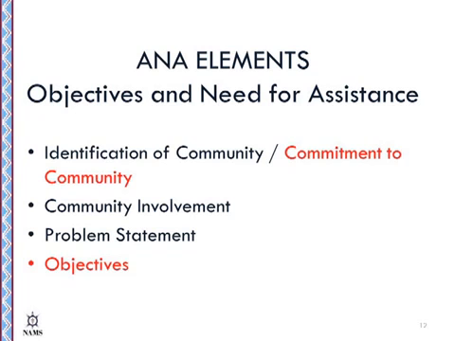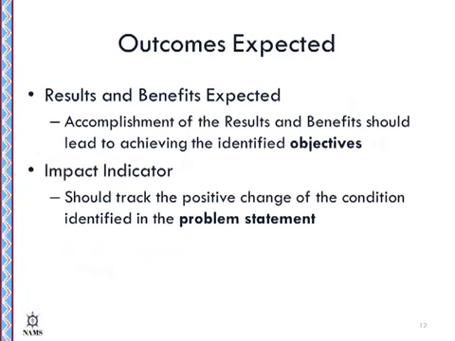We discussed objectives in detail earlier, but in this context, what we're really saying is you would just list your objectives verbatim under objectives and need for assistance, specifically so that the reviewer can determine the cohesiveness of the objectives in relationship to the problem statement. Will the objectives help the applicant overcome the stated problem statement?